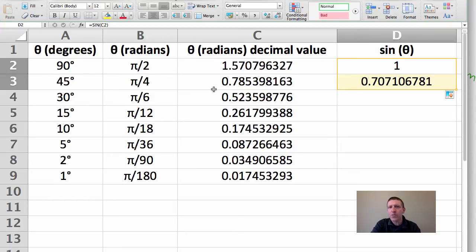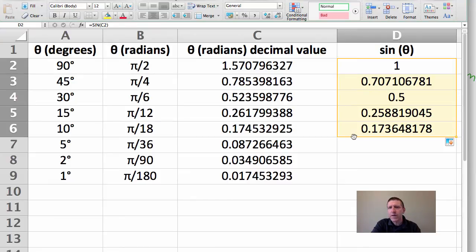Let's go down to a smaller angle, about 30 degrees or pi over 6. 0.5. Now that's kind of interesting. Pi over 6 is like 0.523. The sine of theta is 0.5. Let's see if this relationship becomes more clear as I go down to pi over 12. 0.261 is theta. The sine is 0.26, rounded. Let's continue this and see what happens.